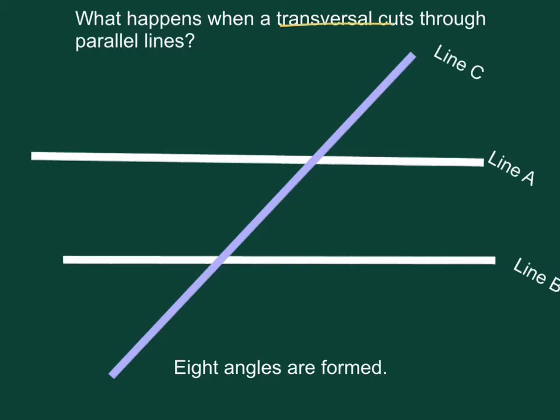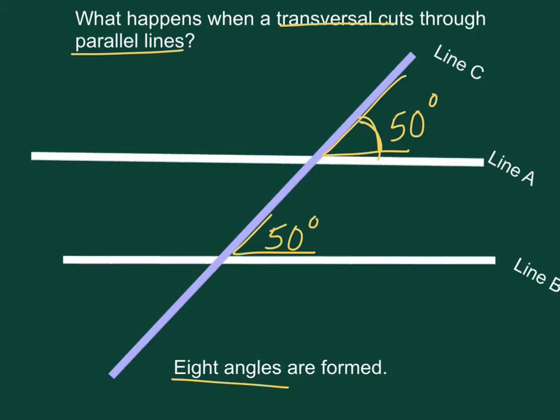When a transversal cuts through a pair of parallel lines, 8 angles are formed, 4 at the first intersection and 4 at the second. The nice thing is that if you know any of the angles, you can figure the other ones. So if we know this angle right here is 50 degrees, we also know its corresponding angle, the one at the same spot down below, so it'll be on the same side of this transversal right down here, will also be 50 degrees.